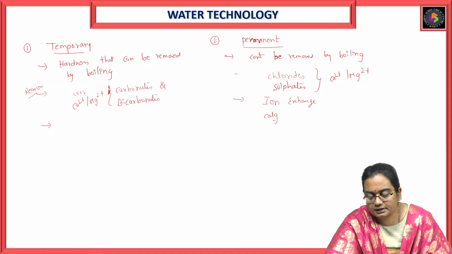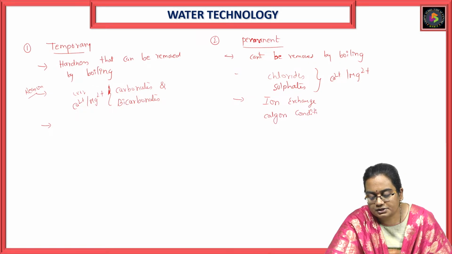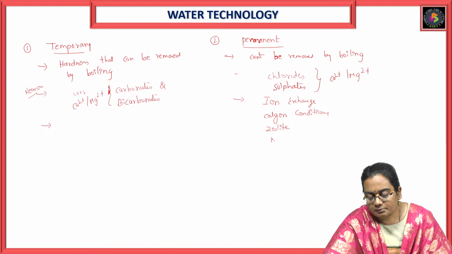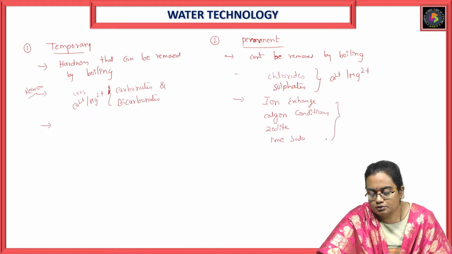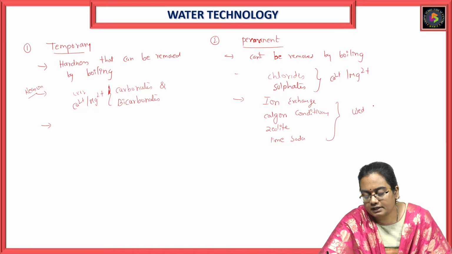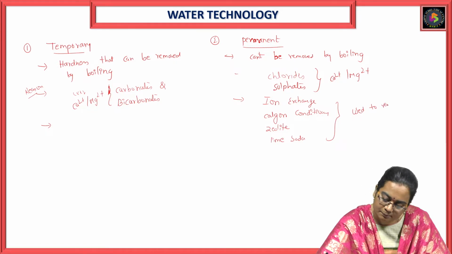Calgon conditioning method, zeolite process, lime soda method, like that. So these are the methods used to remove permanent hardness.